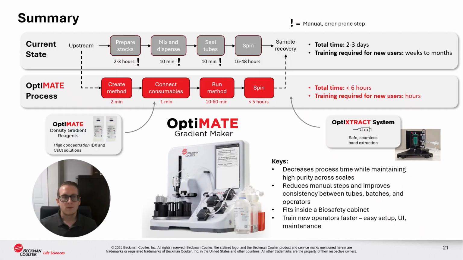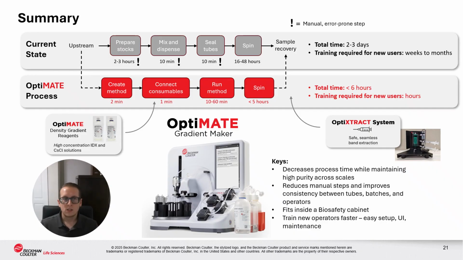Thank you, Bala. So just to put a ribbon on this, the slide summarizes how the OptiMATE Gradient Maker affords significant improvements for the current state cesium chloride protocols where you're using linear gradients. So generally, stocks of gradient materials are prepared and mixed with samples from upstream processing, and then tubes are sealed and loaded into a rotor. Then you do the ultracentrifugation step where you're using a considerable amount of time. And once separation is achieved, you stop the run and recover your sample.